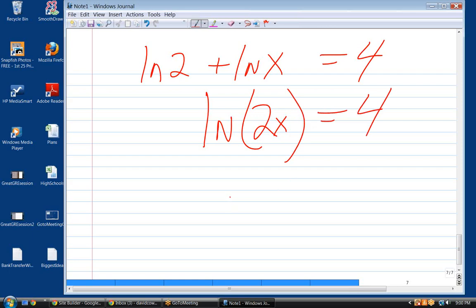Now, what? Okay. Then, do you put it in exponential? Yep. Okay, then it would be, well, natural log doesn't have a base, does it? It's e. It's always e. Oh, so then it would just be e to the power of 4 equals 2x. So x would be e to the power of 4 divided by 2. Ah, okay, that's easy. Yeah.